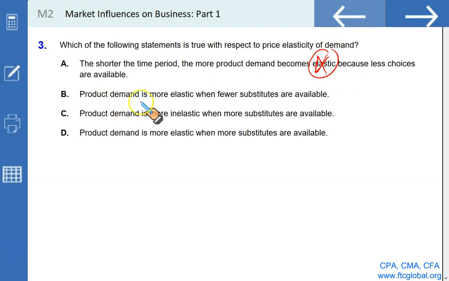What about B? Product demand is more elastic when fewer substitutes are available. Again wrong. Product demand is more elastic when more substitutes are available, not fewer. C. Product demand is more inelastic when more substitutes are available. Again incorrect. Product demand is more inelastic when few substitutes are available, not more. Then it has to be D. Product demand is more elastic when more substitutes are available. Absolutely right. Look no further. When there are many substitutes, then the demand elasticity would be higher. Where there are fewer substitutes, then the demand elasticity is lower.